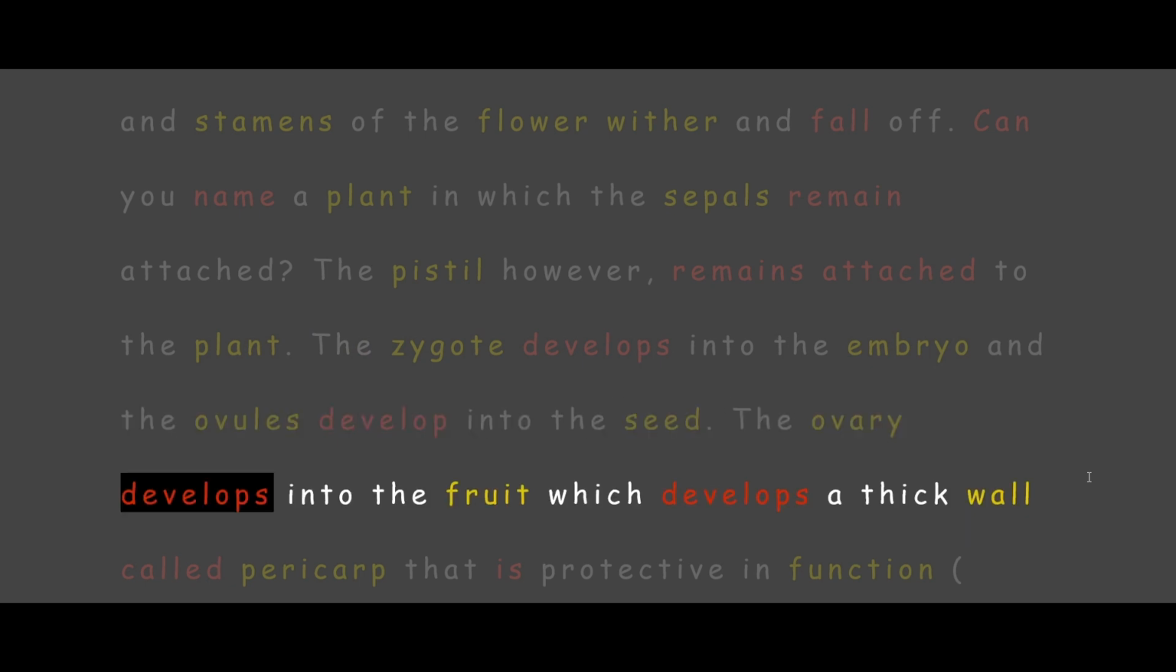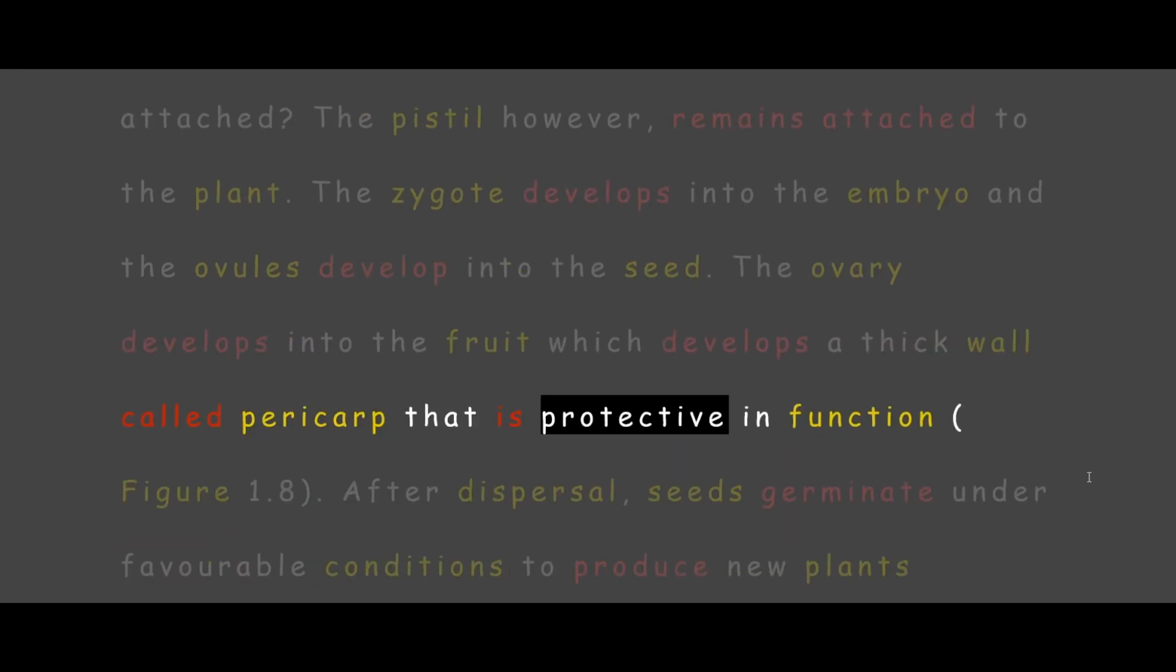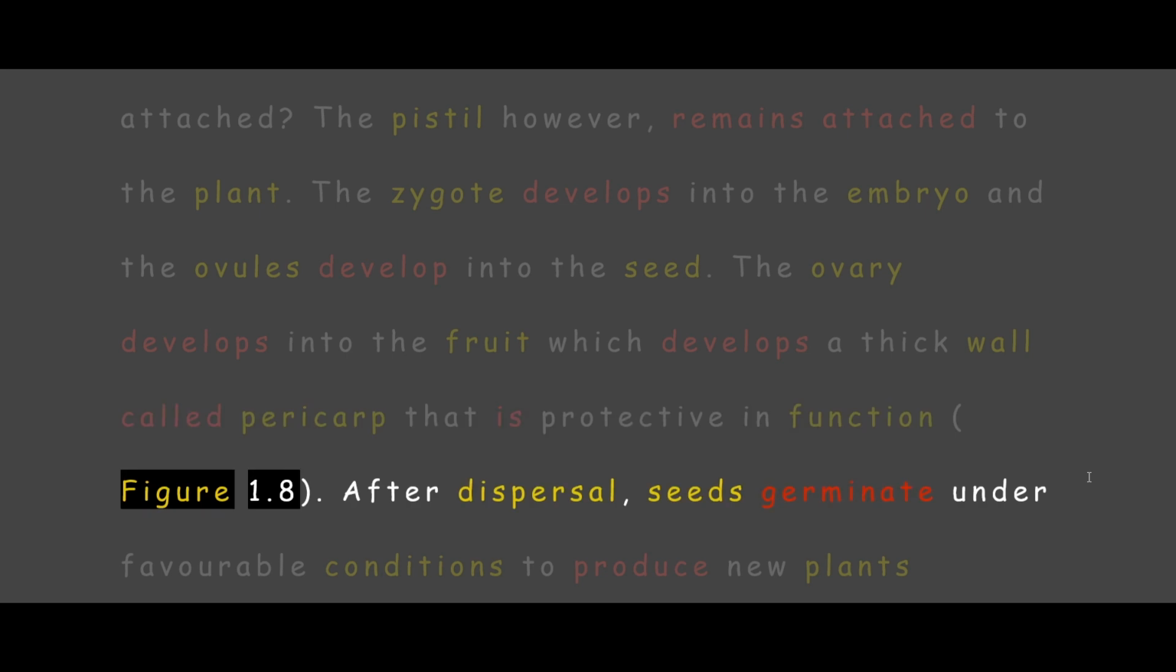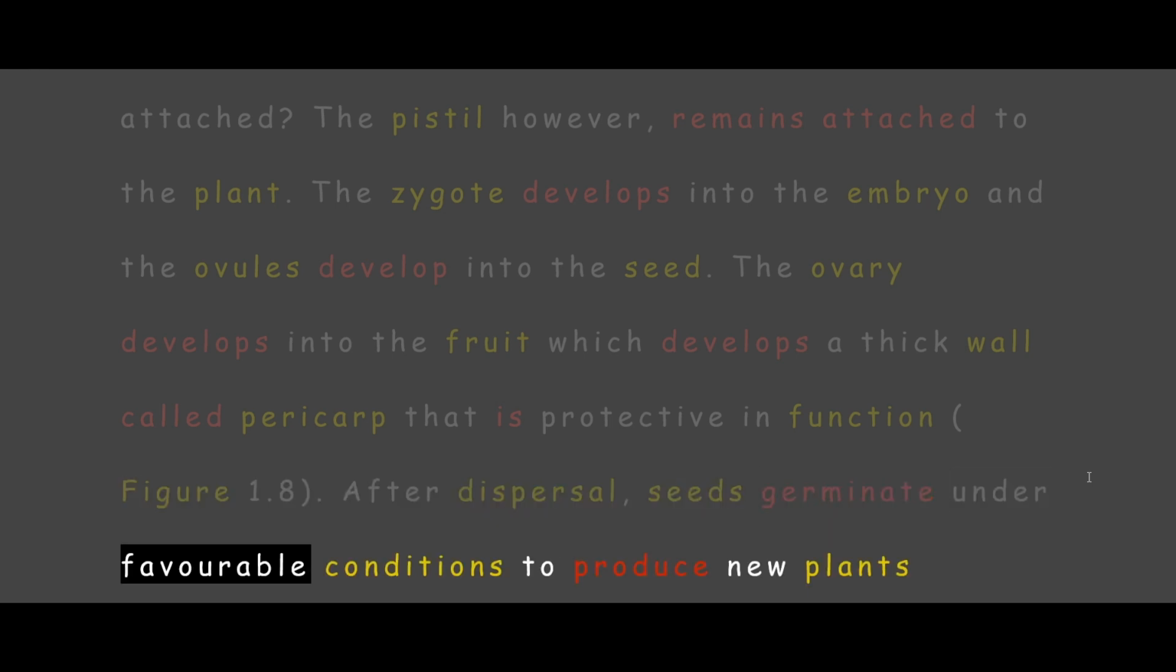The ovary develops into the fruit, which develops a thick wall called pericarp that is protective in function, figure 1.8. After dispersal, seeds germinate under favorable conditions to produce new plants.